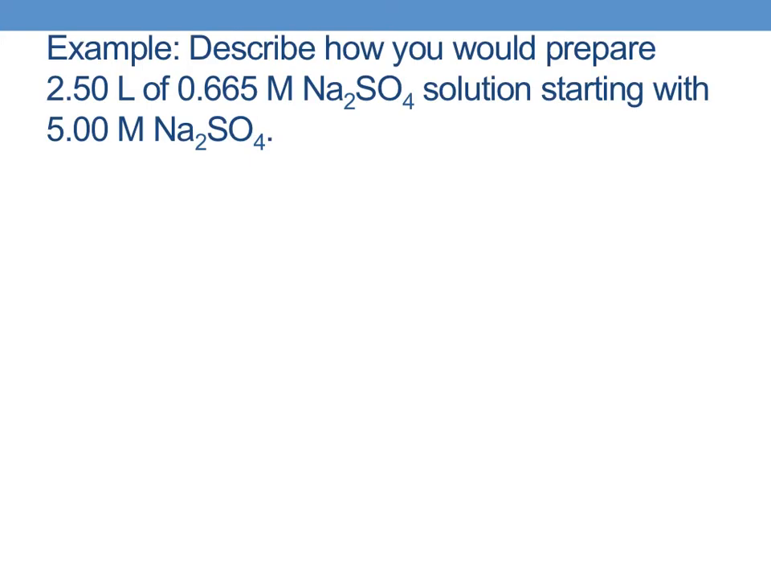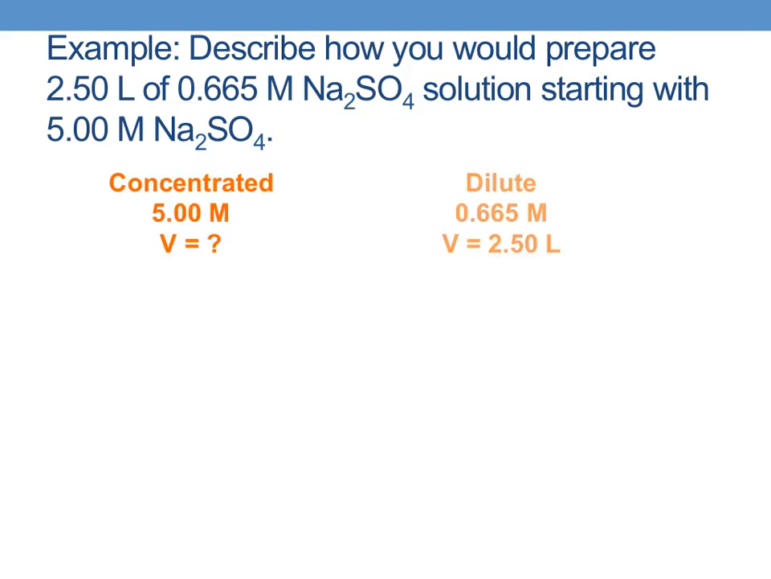Let's give it a try. Looking at this, here we're trying to prepare 2.5 liters of 0.665 molar Na2SO4 solution. So this part is our dilute solution, and our strong solution is the 5 molar solution. So let's see, what do we have? We have our information for the dilute and our information for our concentrated.